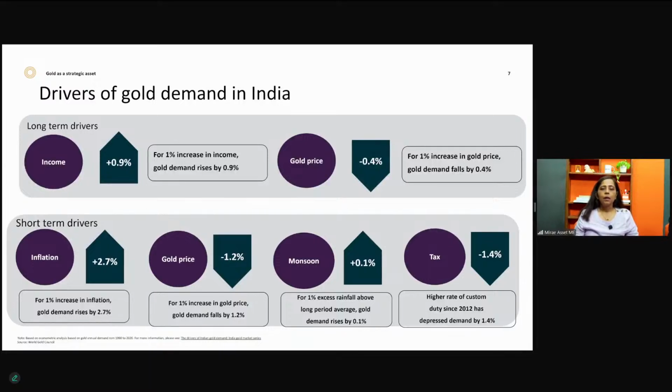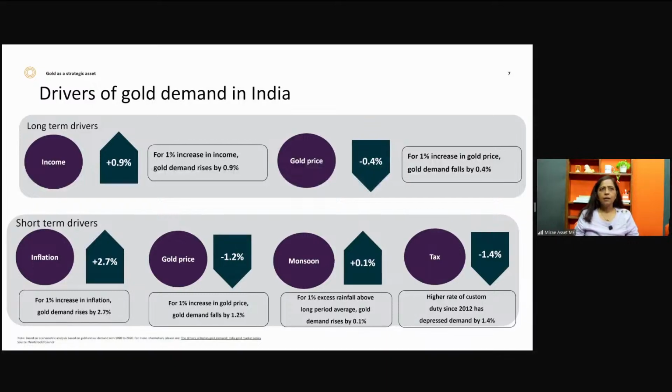In the long term. In the short term, again, it's price, but it's also inflation. We've seen that when inflation goes up by 1%, the demand actually goes up by 2.7%. So people start moving money from discretionary spending into gold. Similarly, monsoons play a big role. If you have a good year where monsoons are over the long-term period average higher than 1%, then we've seen demand go up by 0.1%.